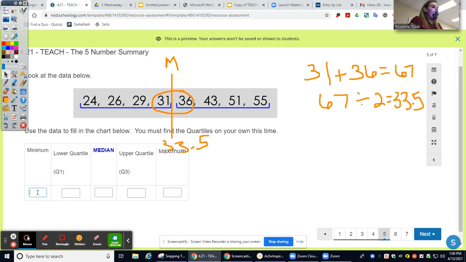We know our minimum is 24. We know our maximum is 55. And we know our median is 33.5. Okay. Now let's find our lower quartile.